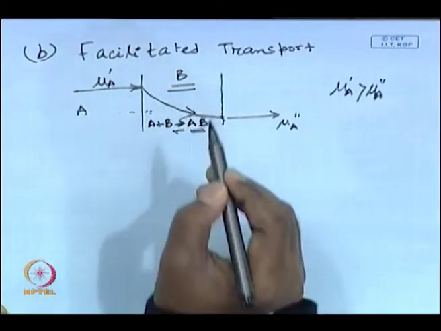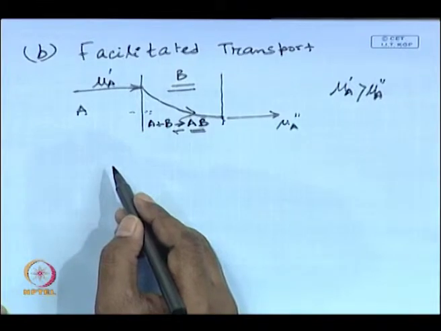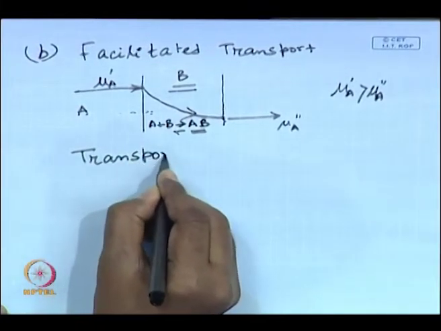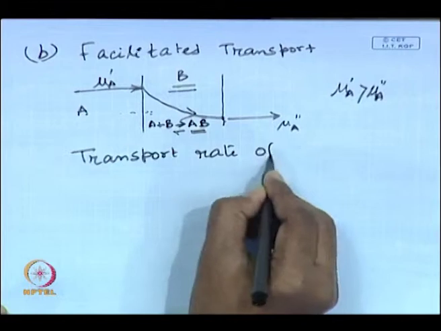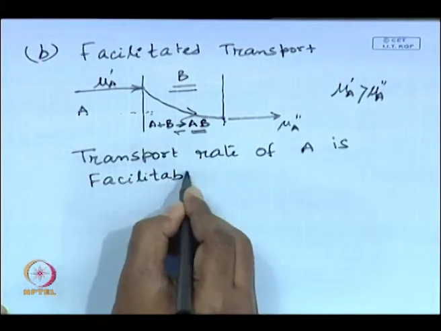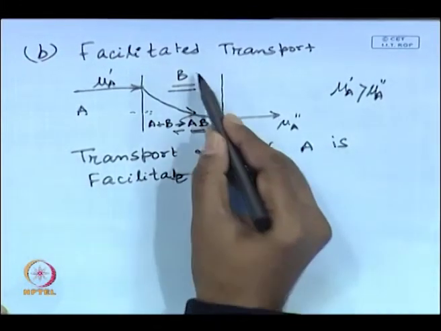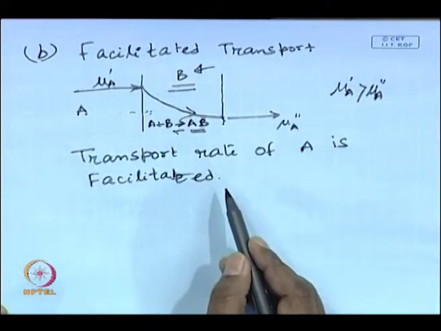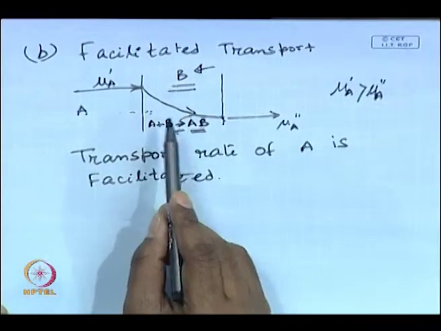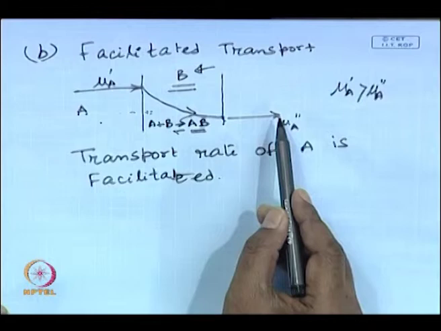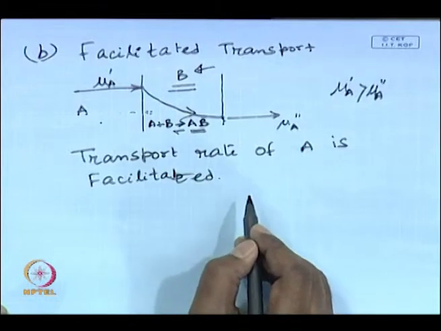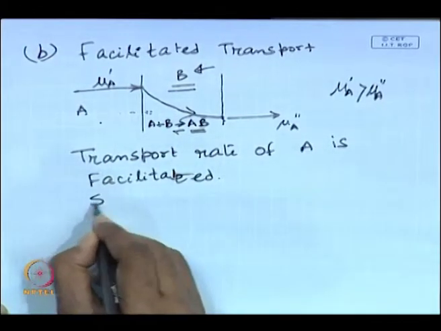Because of the presence of this external agent B in the membrane phase, the transport rate of A is facilitated. The selection of the species B is such that it cannot go into the feed stream or into the permeate stream. It will be within the polymer phase. So, this is known as the facilitated transport, and it is a special form of passive transport.